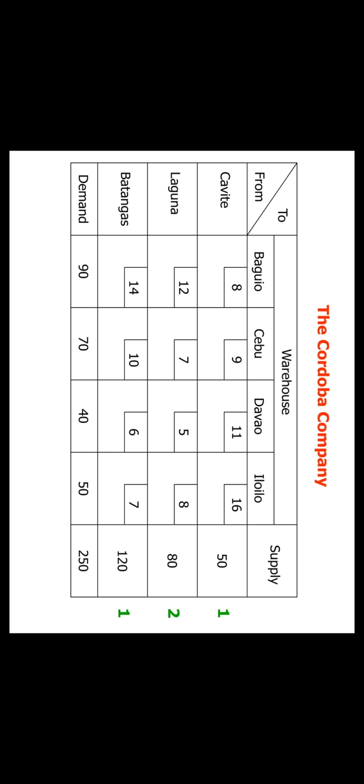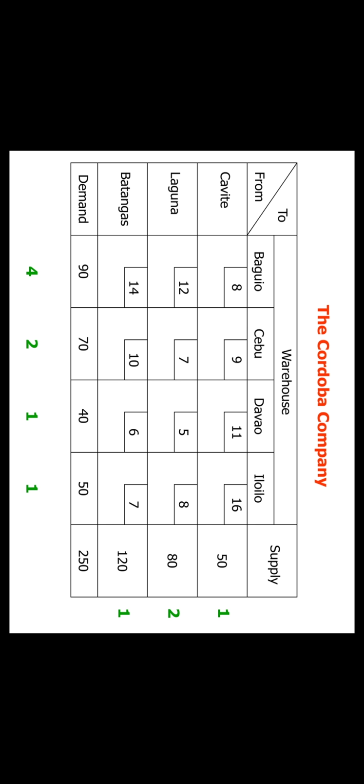We repeat that for each of the columns as well. For the column of Baguio, your least cost cell is 8, followed by 12, the difference is 4. For the column of Cebu, your least cost cell is 7, followed by 9, the difference is 2. For the column of Davao, you have 5 and 6 with a difference of 1. And for the column of Iloilo, you have 7 and 8, also with a difference of 1.